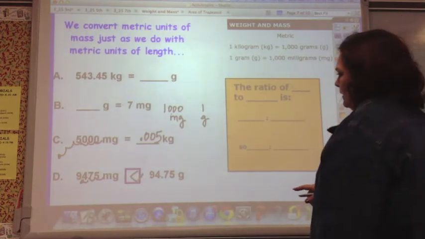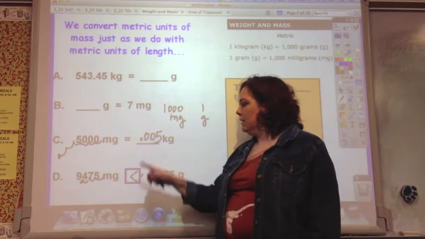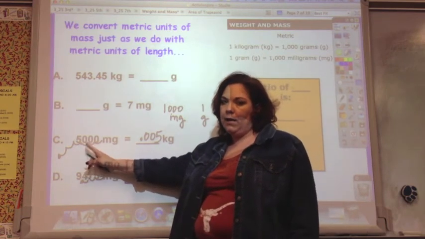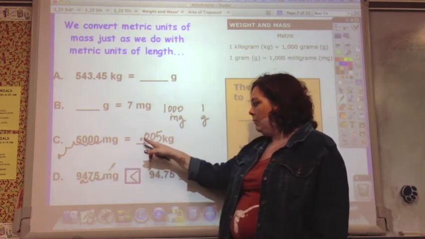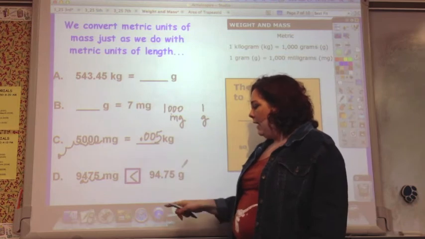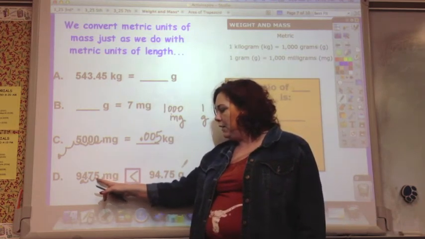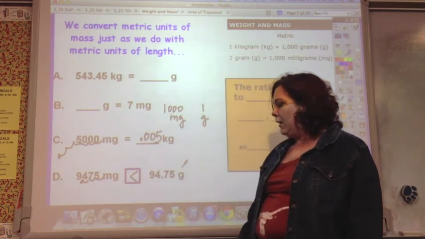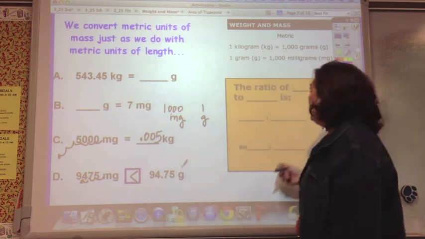Sorry about this. This actually required you to go from milligrams to kilograms. So you'd have to go 3 places to get to grams and then 3 more to get to kilograms. So it would be 0.005. And for this one, milligrams to get to grams, you'd have to go 3 places to the left, and so it would be 9.4, and 94 is a lot bigger. So that would be bigger.